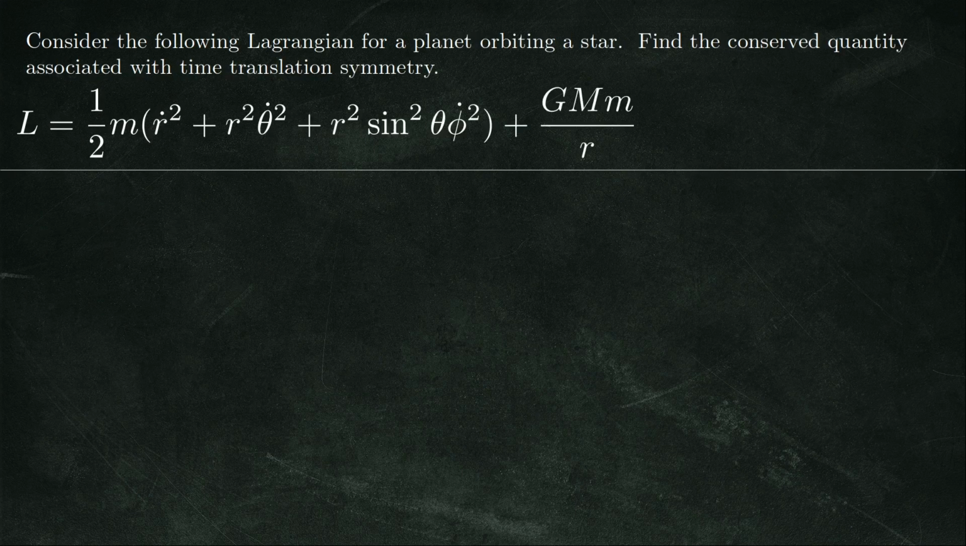This example is for a planet orbiting a star or something like that. I would recommend having a go on your own in your booklet, and then I'll put the answers up quickly. And just as a hint, here's the expression for the Hamiltonian. So pause the video and have a go on your own.